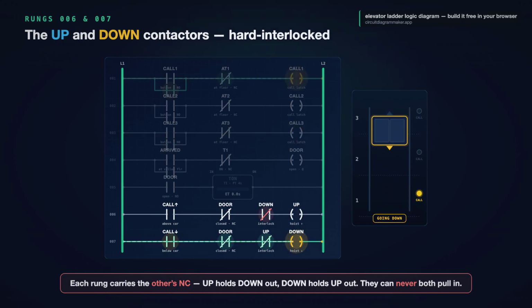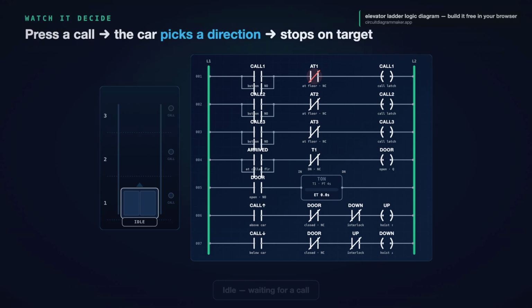Let's watch that logic actually run. The car is idle on floor 1, nothing lit. Now, someone on floor 3 presses their call button. It latches, and the lamp stays on. The program compares. The call is above the car, the doors are closed, down is not energized, so the up contactor pulls in, and the car rises.